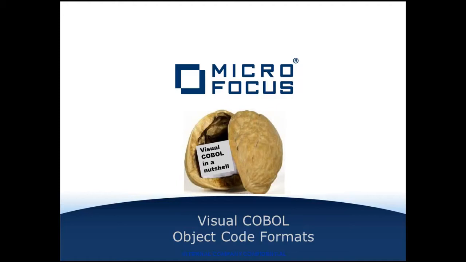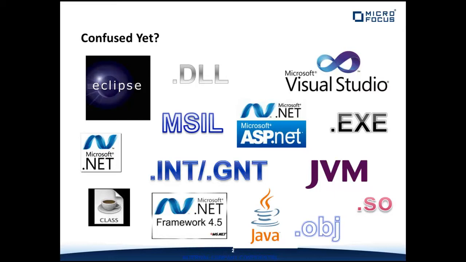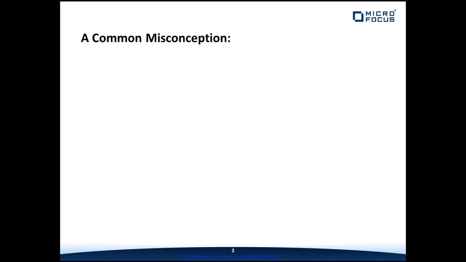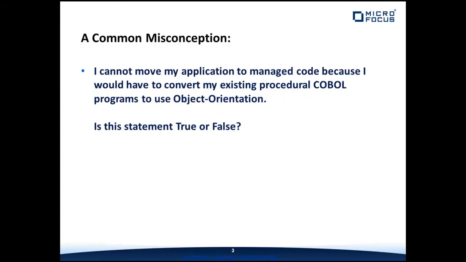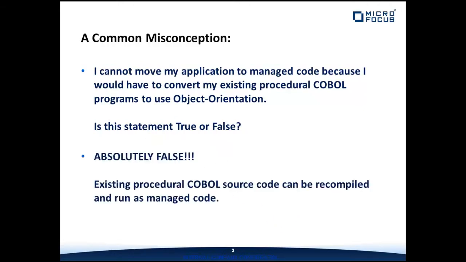I would like to start the presentation with a question. So, are you confused yet? Native code, managed code, objects, .NET, JVM, these terms are frequently overused, misused, and misunderstood. For instance, a common misconception is, "I cannot move my application to managed code because I would have to convert my existing procedural COBOL programs to use object orientation." Is this statement true or false? Well, it is absolutely false.